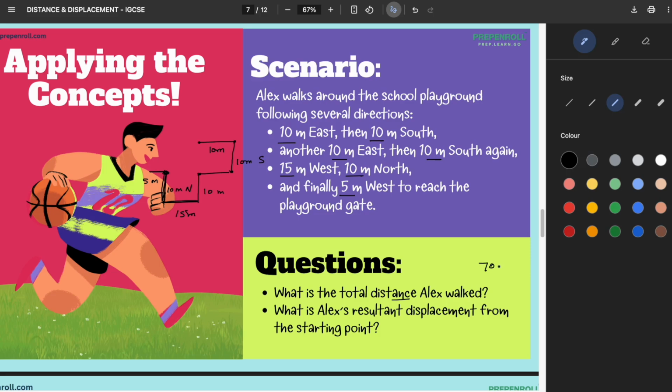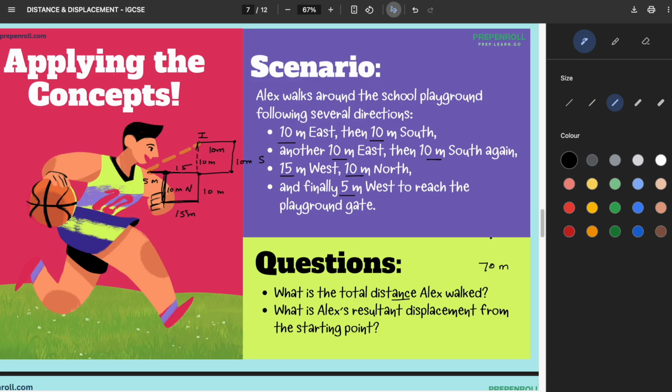so 70 meters. Then we talk about the resultant displacement. You just choose your initial point. Here is the initial point, and this becomes my final point. So this is my displacement. Now how would I find it out? I'll complete my right-angle triangle. This is my 10 meter, and I know that this is 5 meter plus 15 meter.